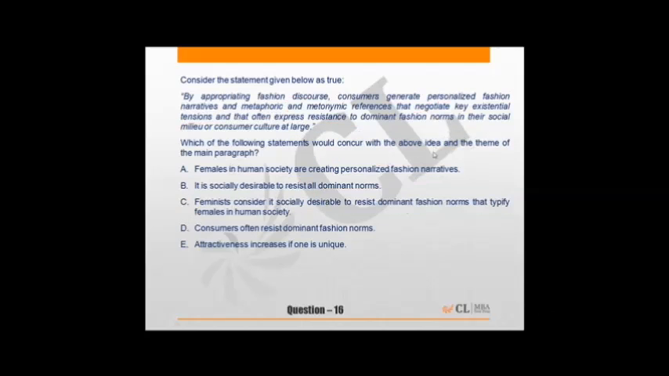The given statement here suggests that people make personalized fashion statements by resisting dominant fashion norms or consumer culture at large, and option D is in sync with this idea and therefore is the correct answer. Options A and C talk about females, which the passage does not specify and therefore can be eliminated. Option B talks about resisting all dominant norms, which this given statement does not state, so option B is extreme and therefore incorrect. Option E talks about attractiveness, which the passage makes no reference to, and hence the answer to this question is option D.